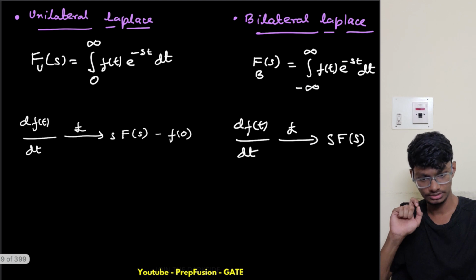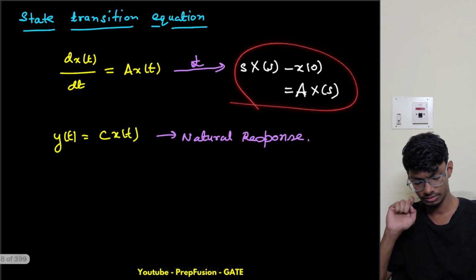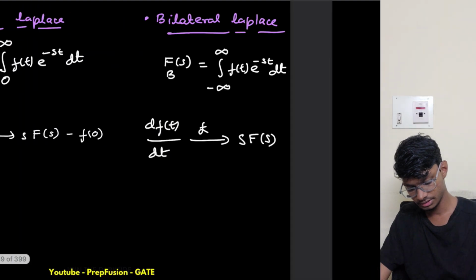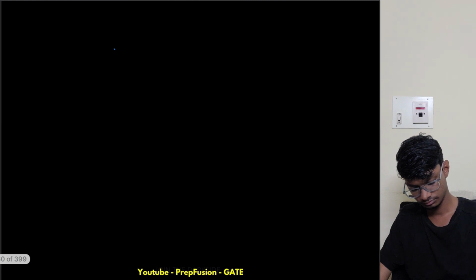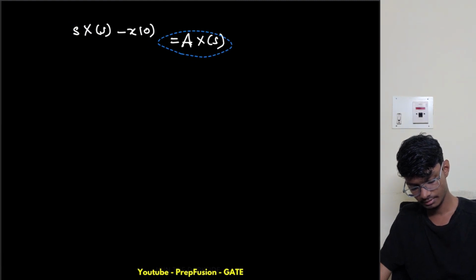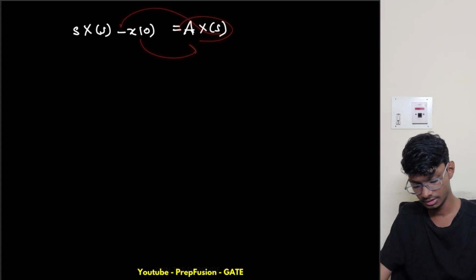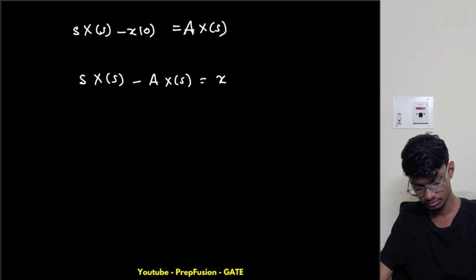Now let me solve this equation in the Laplace domain. So what does my state equation become? Again let me copy this. What I can do is take X(s) on this side and X(0) at this end. So sX(s) minus A X(s) equals X(0).